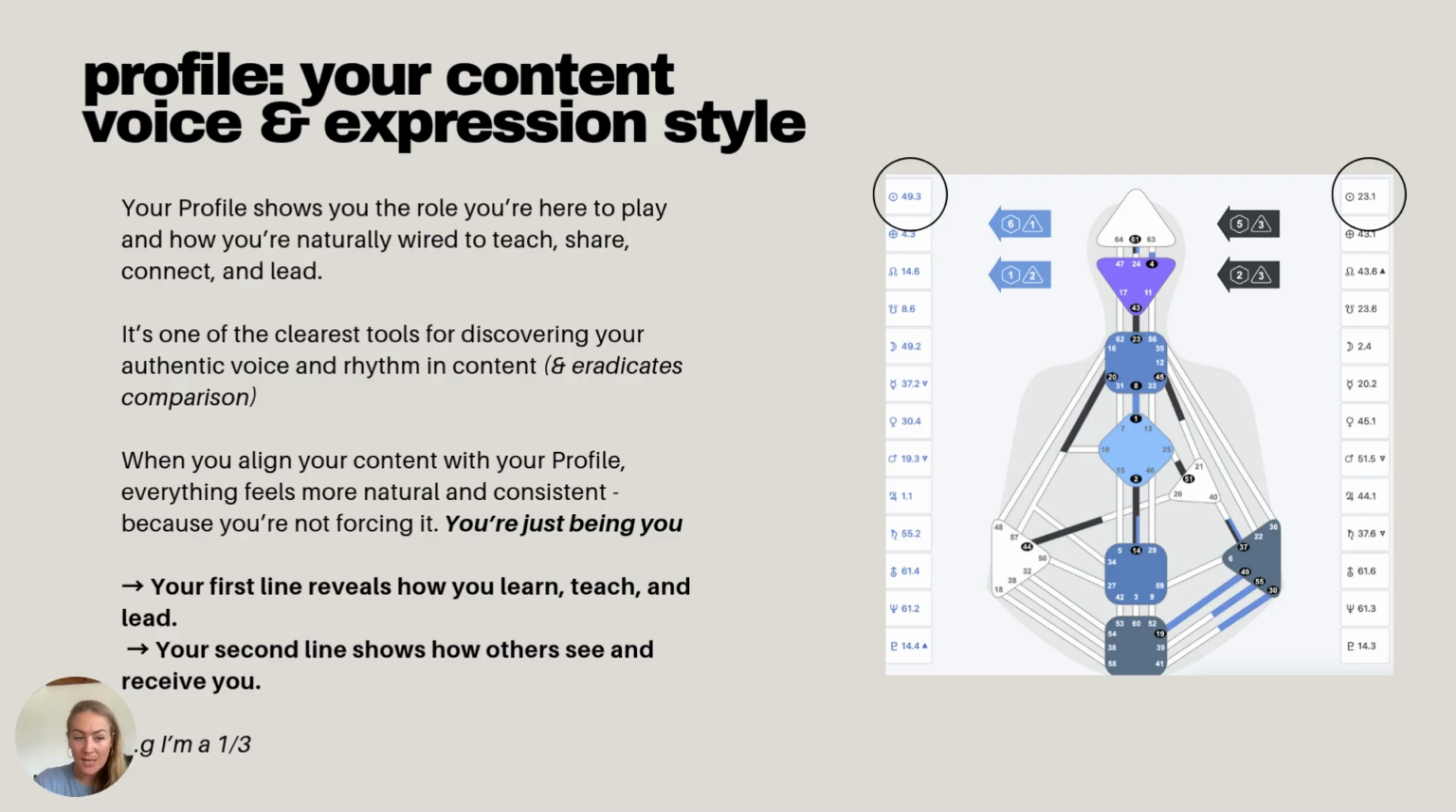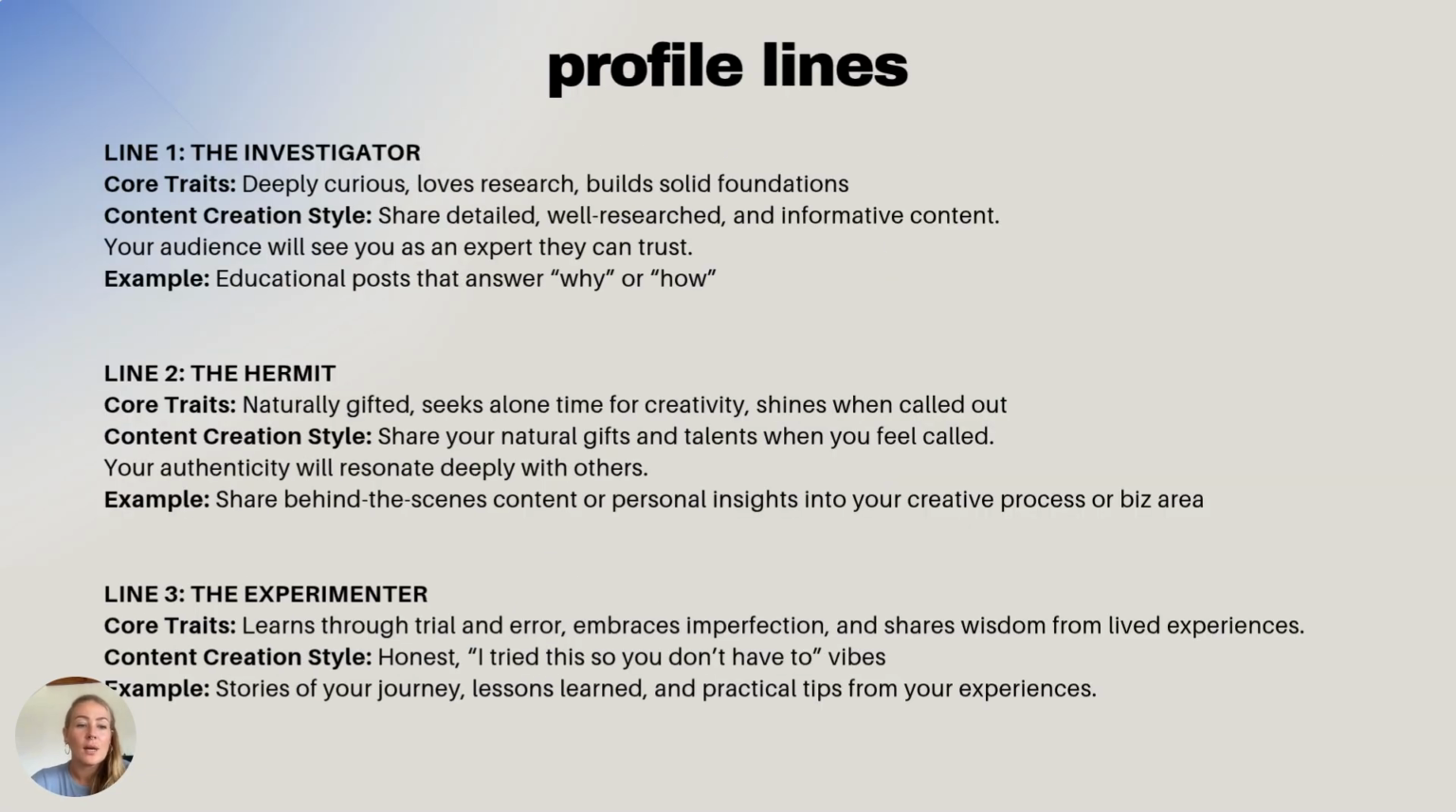You don't really need to know the nitty-gritty of this. Just find your number right now, and then we're going to go into what these mean. So for example, for me, I'm a 1, 3. So each number, we have profile lines 1 to 3. You'll have a variation of 2.